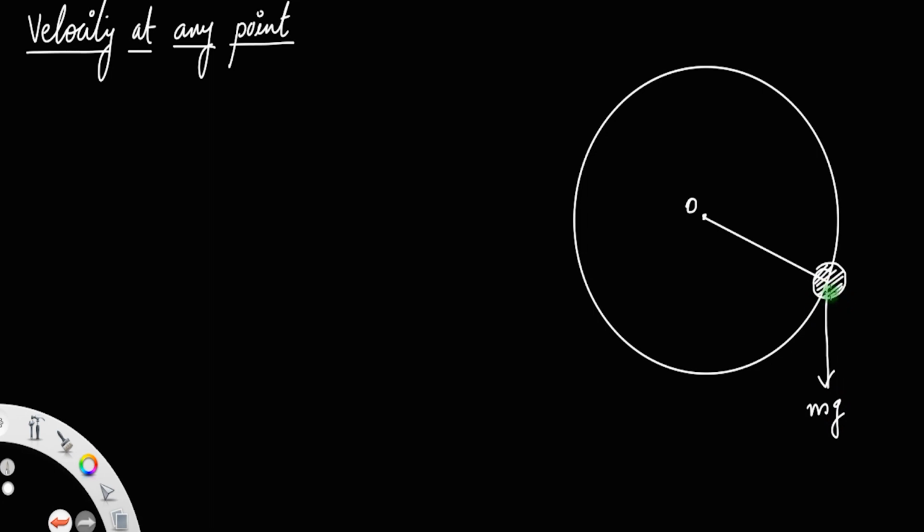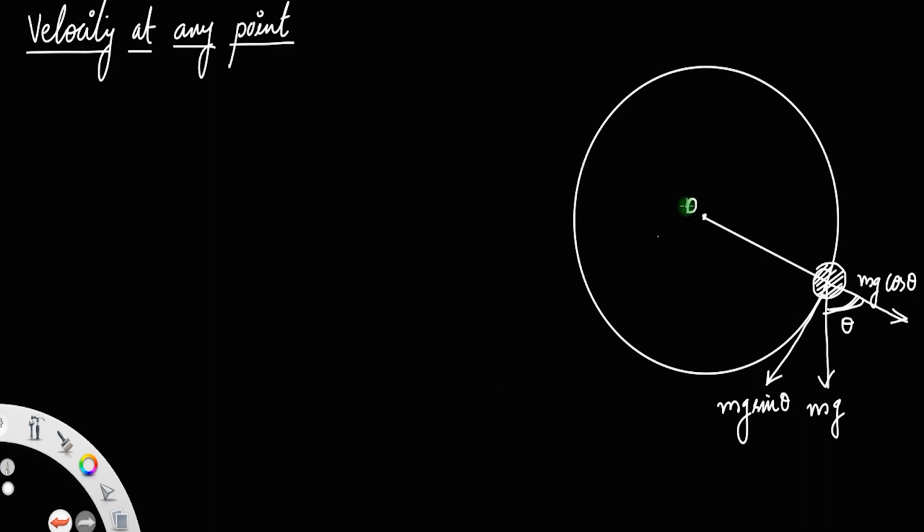and if you consider this angle as theta, that is, if you extend this straight line and mark theta as this, then this will be mg cos theta. This will be mg sin theta. Clear?